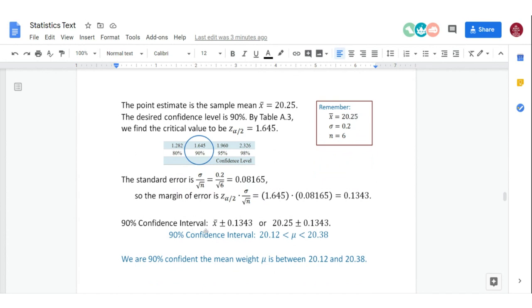So X bar plus or minus 0.1343, or in this case, 20.25 plus or minus 0.1343. If we subtract 0.13 from 20.25, we get 20.12. All right, that's on the lower side. And on the higher side, when we add 0.1343 to that X bar, we get 20.38. So what that tells us is we've got a 95% confidence level that the true mean is between 20.12 and 20.38.